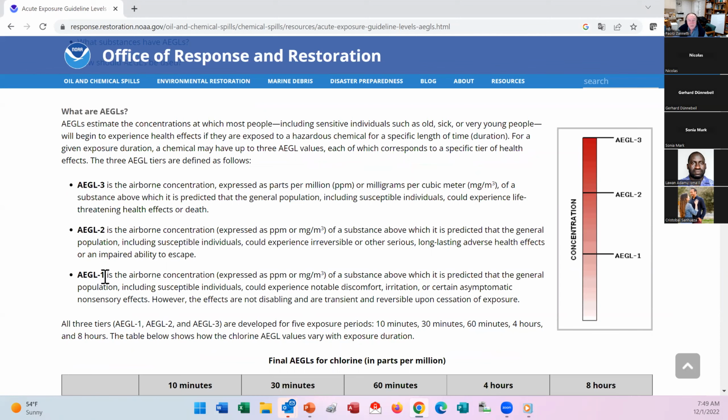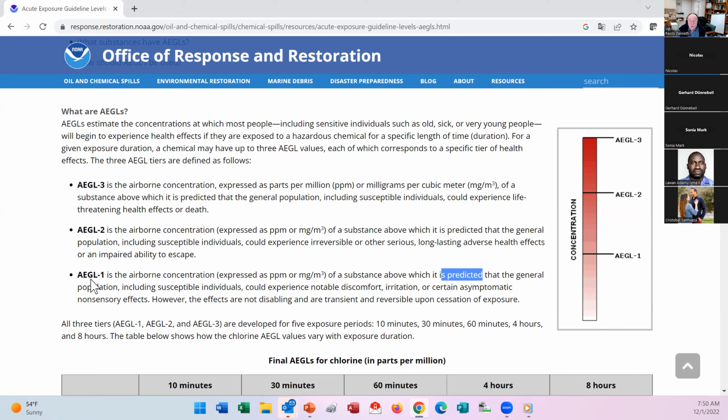AEGL 1, the lowest level, above which, okay, you see that's important. AEGLs are levels of concern defined above which it is predicted. So if you exceed the AEGL, it is predicted that some population may have adverse health effects.